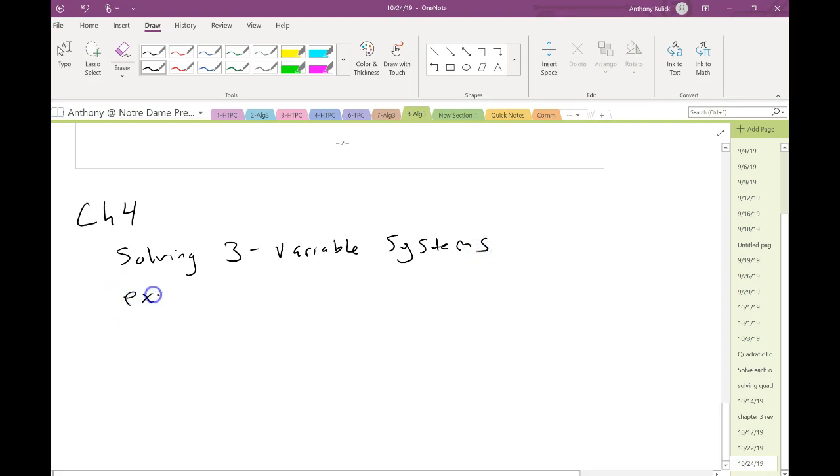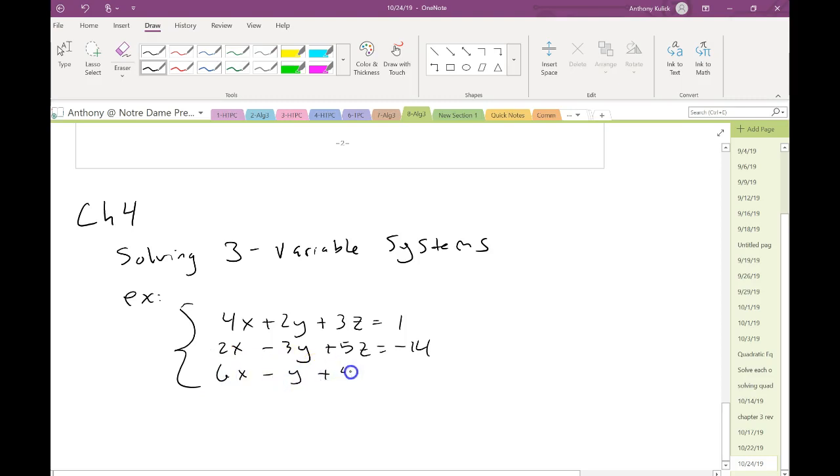So when I say a three-variable system, I'm talking about something that looks like this.